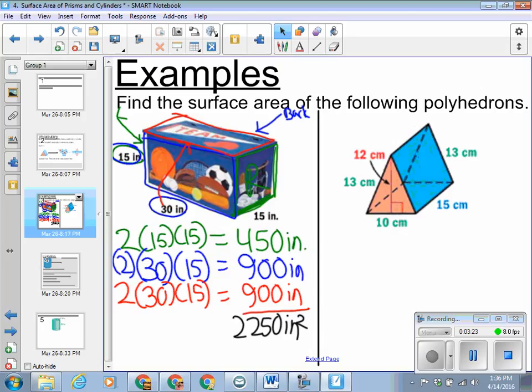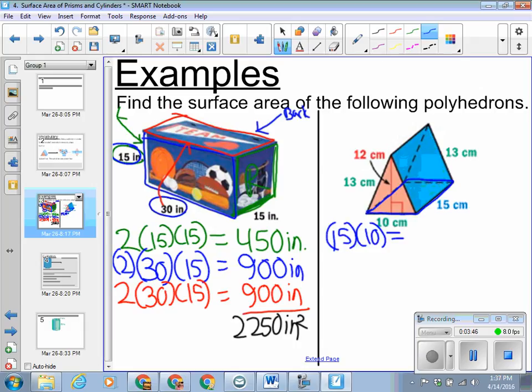Try that over here. Now we have a triangular prism. Little trickier, but nothing we can't handle. So we're going to find all of our faces again. I'm going to go with the bottom one here to start. Okay, that base down there, that's 15 by 10. So that face has an area of 150 centimeters squared.